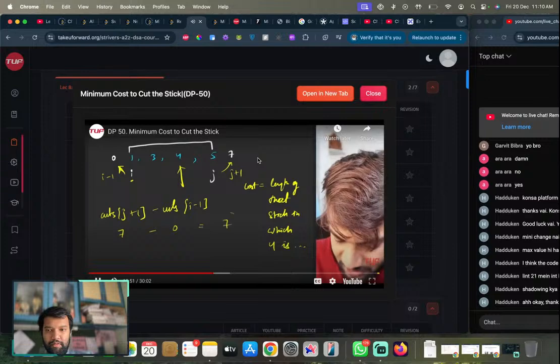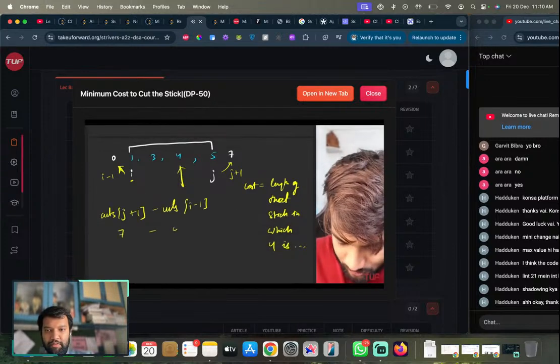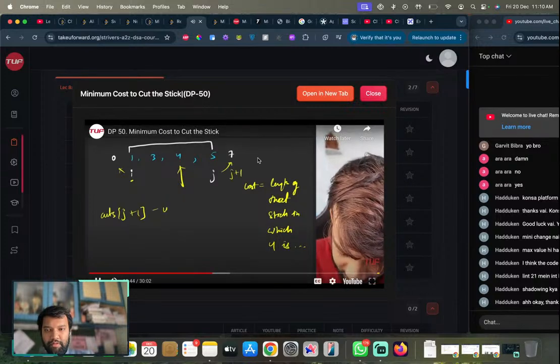7 minus 0 is 7. This is the length: j plus 1 minus cuts of i minus 1, which is this. 7 minus 0 is 7, which is j plus 1 minus cuts of i minus 1.